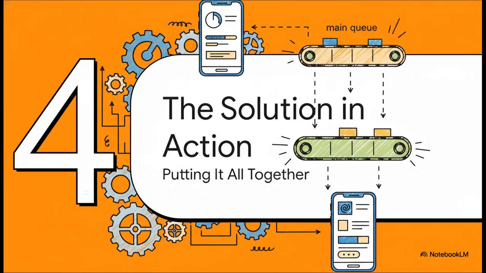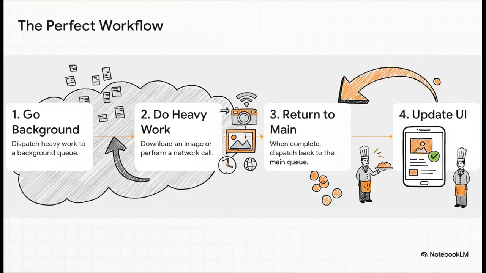Let's walk through the exact pattern, the dance really, that you'll use over and over again. This pattern is just beautiful, it's so clean. Step 1, you kick off the heavy task on a background queue. You tell one of the chefs to start cooking. Step 2, that background thread does its thing. Maybe it downloads a big image from a server. All while this is happening, the main thread is totally free, keeping the UI smooth.